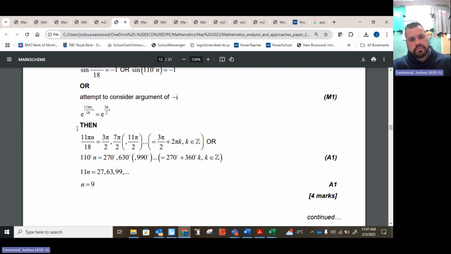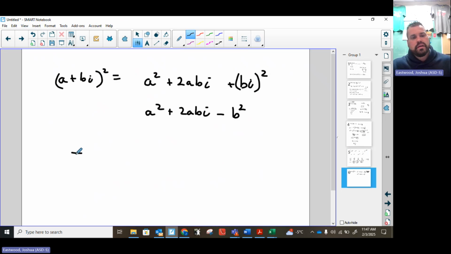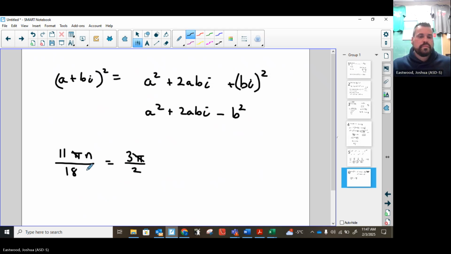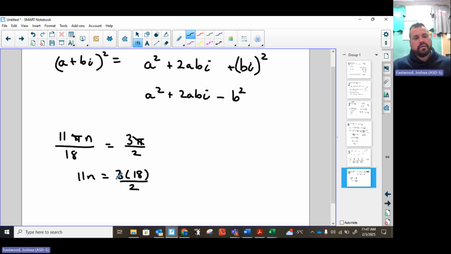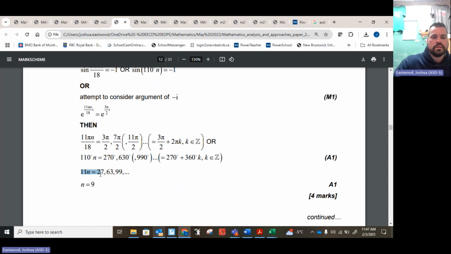So if I take just that statement, just to show you, if I take 11 pi n over 18 and set it equal to 3 pi over 2, then the pi's are going to cancel. And then if I bring that 18 up, I'm going to get 11n is equal to 3 times 18 divided by 2. And then you can solve that: 18 divided by 2 is 9. So 11n has to equal 27.